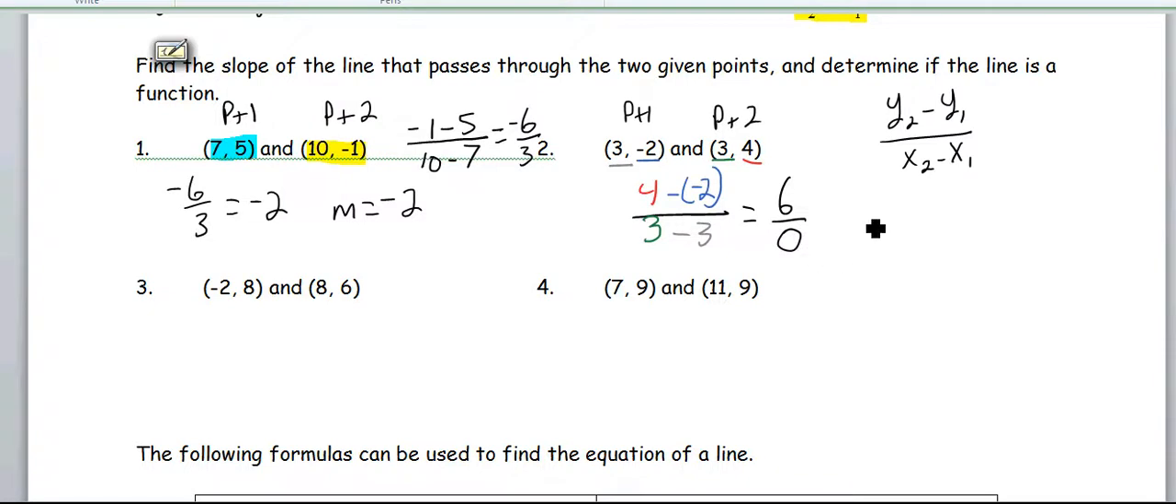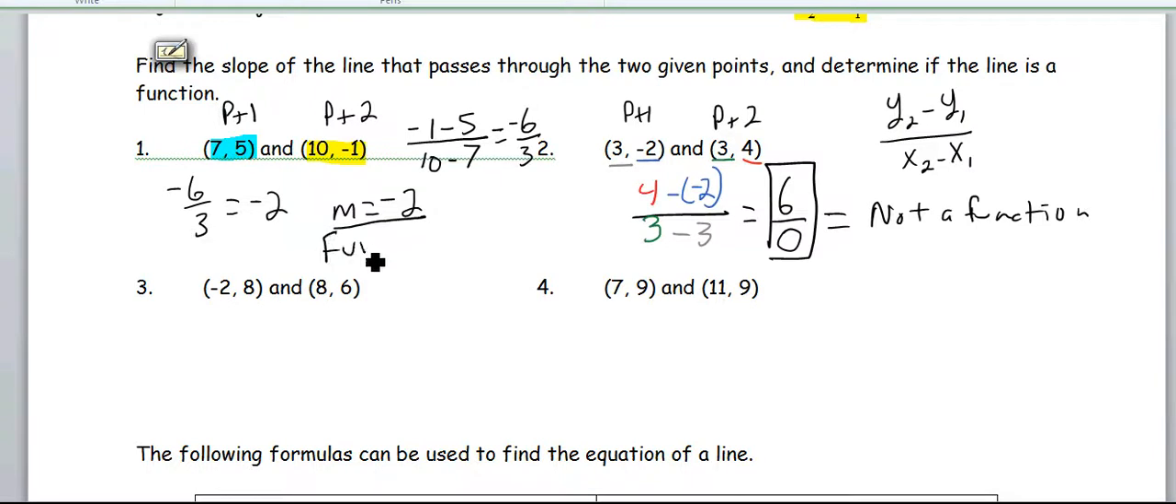Uh-oh! You can't divide by 0. This is not a function. You cannot divide by 0. Not a function. Over here, where we have anything except a number divided by 0, the slope is negative 2. It is a function.